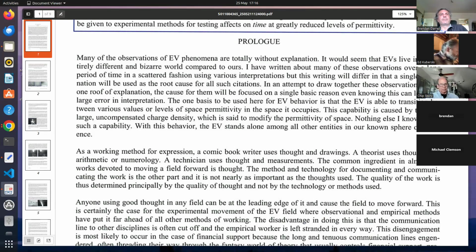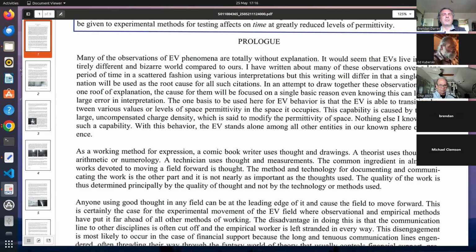The one basis to be used here for EV behavior is that the EV is able to transition between various stages or levels of space permittivity in the space it occupies.